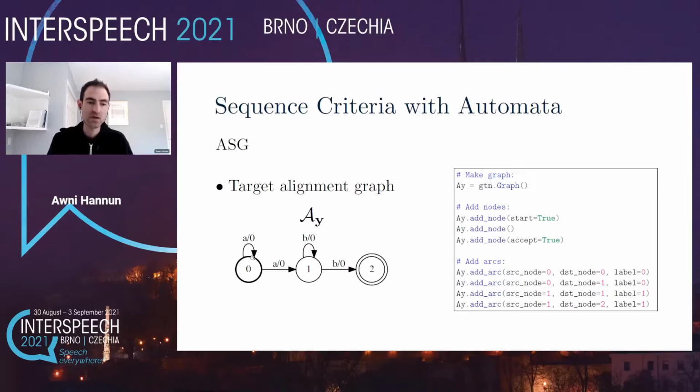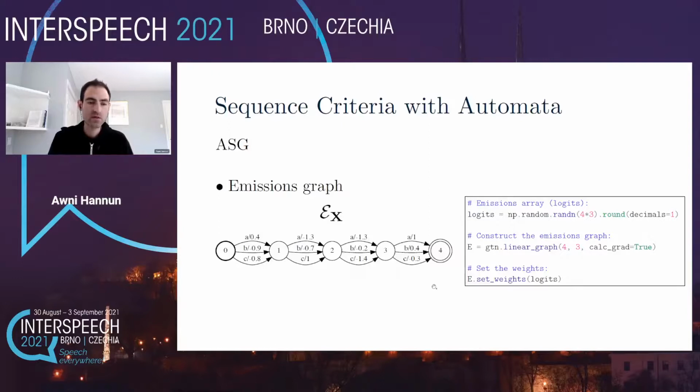You see the self loop. I can repeat it any number of times, but then in order to get to the next state, I must actually observe that output. Same for the B. And so this is the code which constructs that graph. So that's how I make the target alignment graph for the sequence AB.